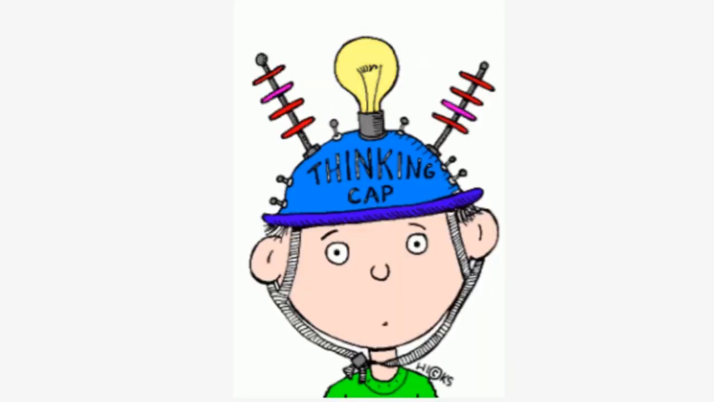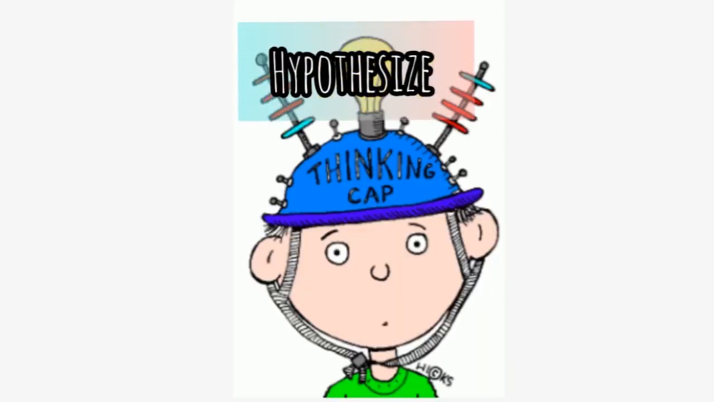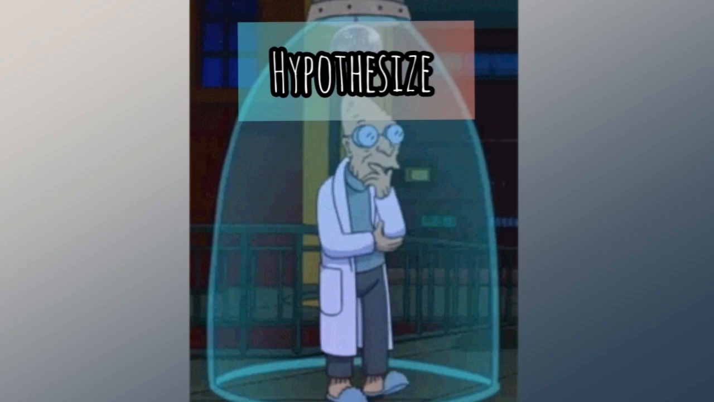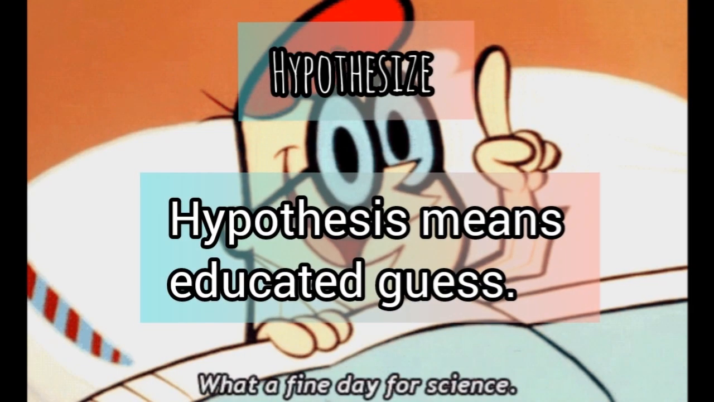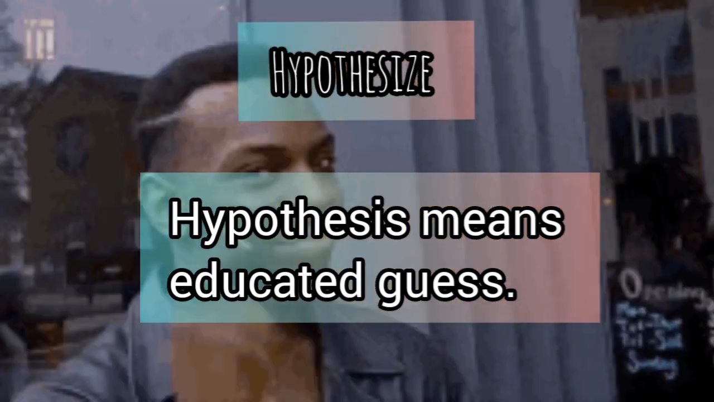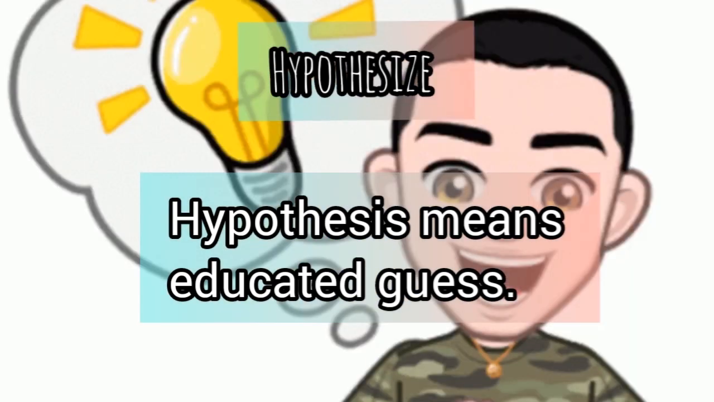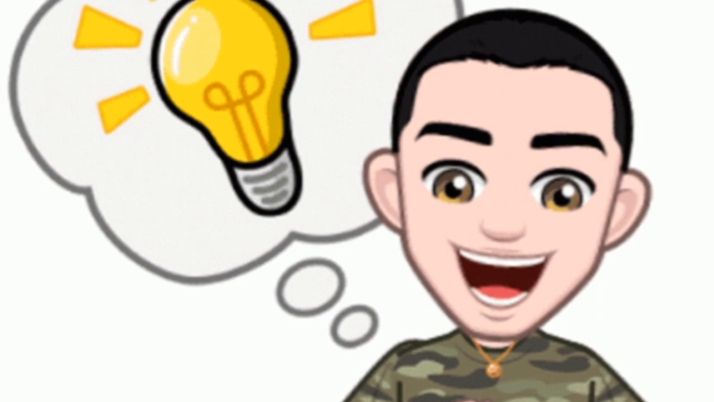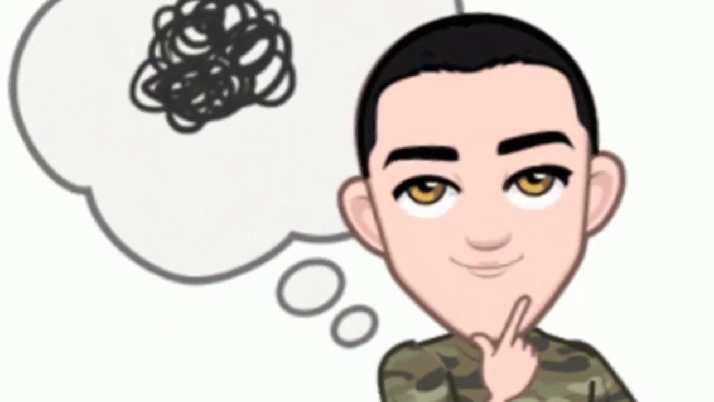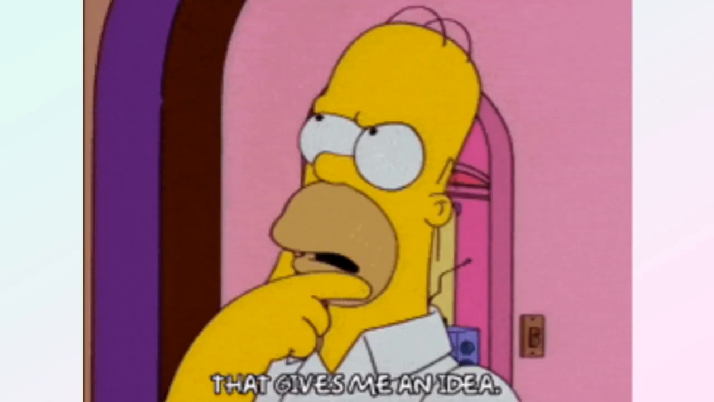The third step in scientific method is hypothesize. Hypothesis might be a new word for you, but it simply means educated guess. A hypothesis is an educated guess about how things work. It predicts the outcome of an experiment. It is an attempt to answer your question with an explanation that can be tested.